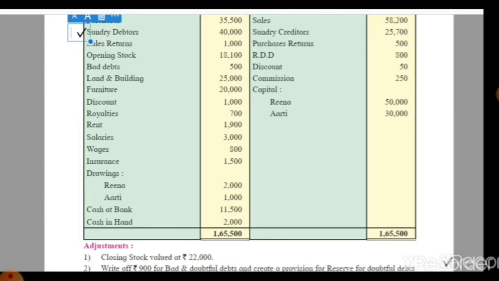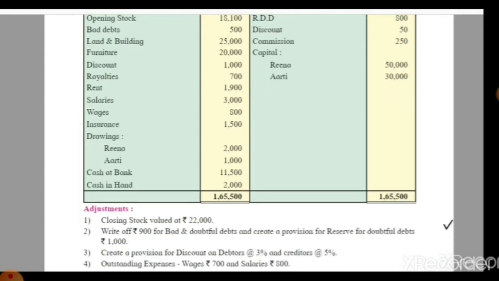Now we see the next adjustment. Third point, create a provision for discount on debtors at the rate of 3% and on creditors at the rate of 5%. Here there is a reserve for discount on debtors. This is a provision which is made for the discount to be allowed to the debtors, which we deduct from the sundry debtors after deducting the bad debts and RDD in the adjustments. On that balancing amount we calculate the 3% of sundry debtors.